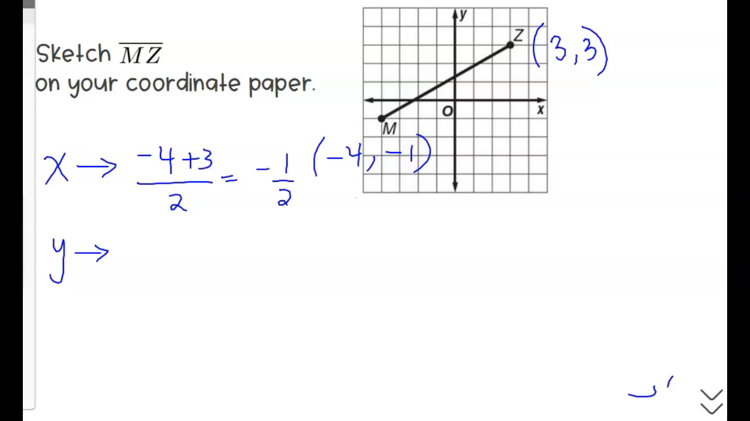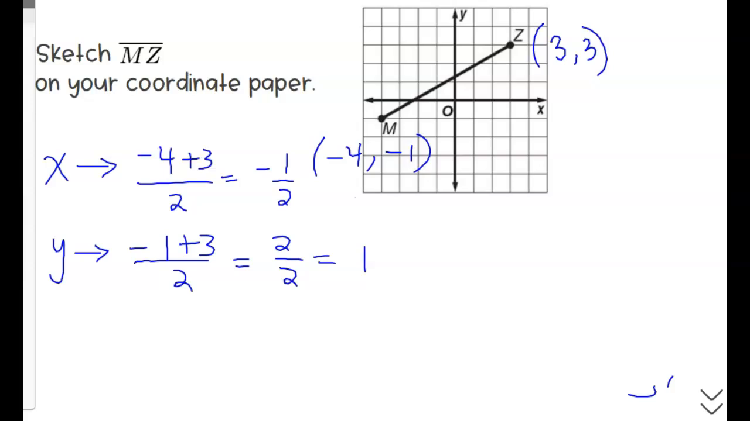What are the y coordinates? -1 plus 3. And then take half of that so that we could find the middle. That's 1. Yeah, let's simplify it. -1 plus 3 gives you what? 2. 2 over 2? 1.